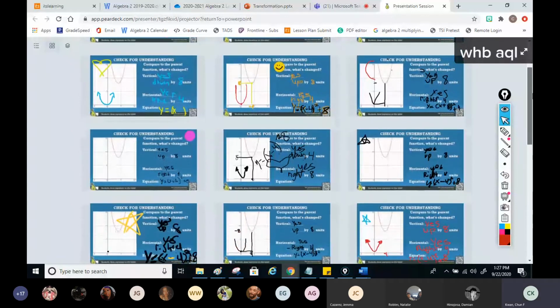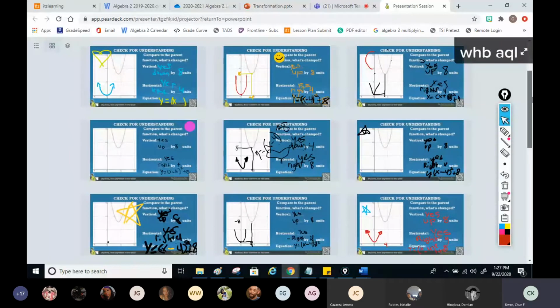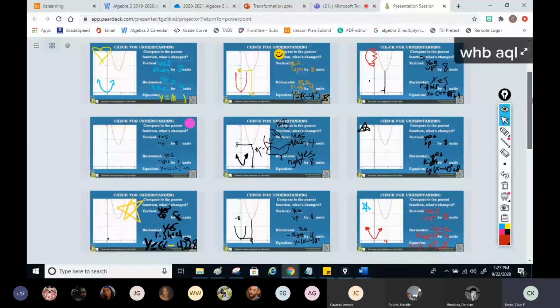All right, pink circle. Think about the horizontal movement again. Okay, so it shifts to the right by 4 units. That's correct. But when we're trying to put it on the equations, shifting to the right, should you use a plus or should you use a minus sign? See if you can figure that out.